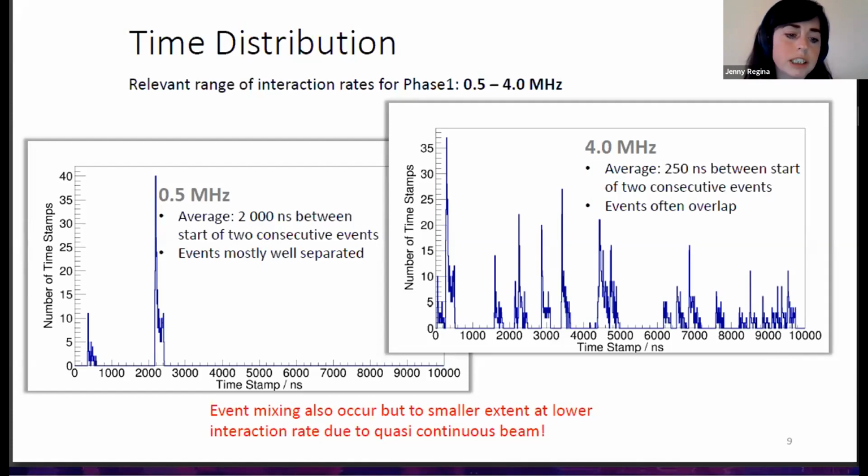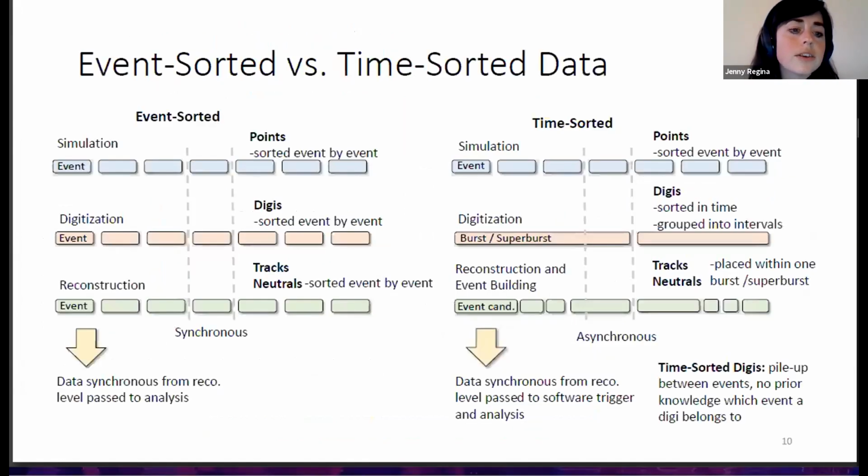However, since the beam is quasi-continuous, we will also have event mixing at the lower interaction rates as well. And now I want to compare the event sorted versus the time sorted data, because what's new now is that we can perform the track reconstruction on time sorted data.